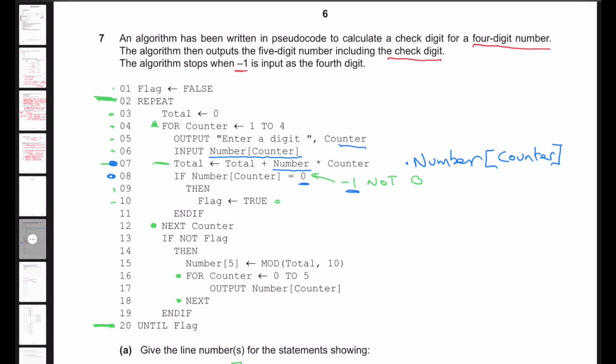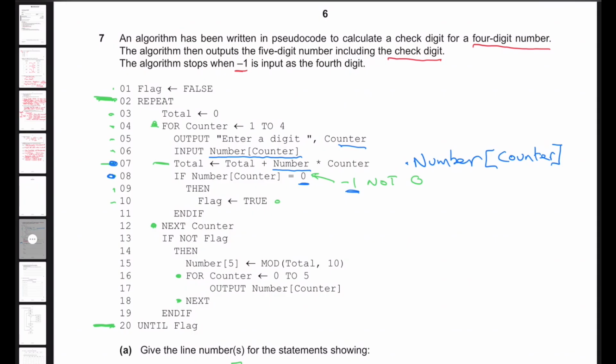Yep. So let's move on. The flag equals true, end if. Next counter. If not flag, then number value 5 has been assigned the mod of total and 10. For counter has been assigned the value 0 to 5, output number counter. Next. I'm just having a little look at this.